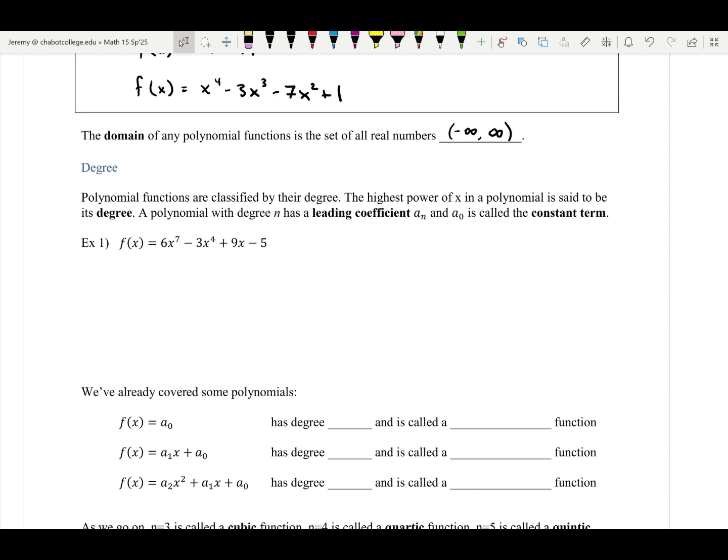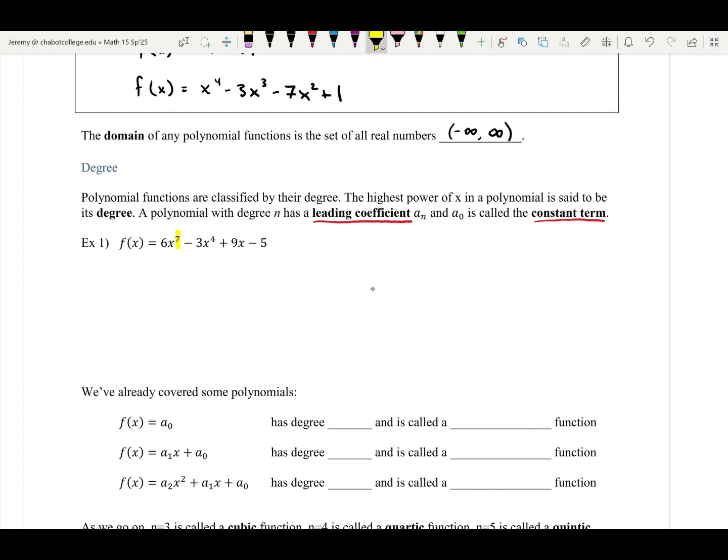Polynomial functions are classified by their degree. The highest power of x in a polynomial is said to be its degree. A polynomial with degree n has a leading coefficient, a sub n, and a sub 0 is what we call the constant term. The leading coefficient is just whatever number is being multiplied by x to the highest power. So looking at example 1, let's find the highest exponent that we see on our variable x. It looks like it's this 7 right here.